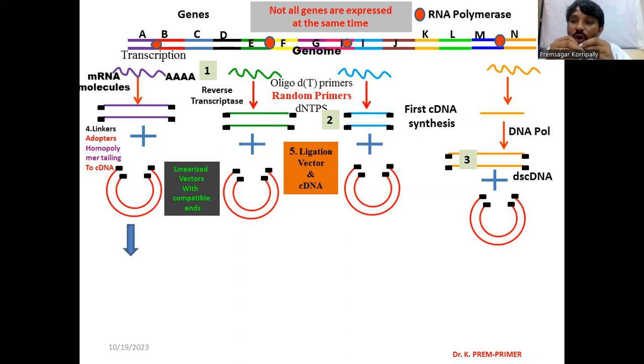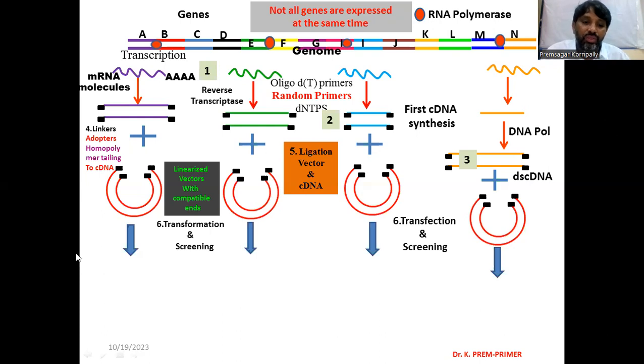Once the ligation is over, the ligation mixture is transformed into E. coli cells if the vector is a plasmid. If the vector is a lambda phage based insertional vector or replacement vector, we have to do the transfection. You can see transformation or transfection. Once you do the transformation or transfection, you get the colonies or plaques, right? Then you have to do screening. See, screening.